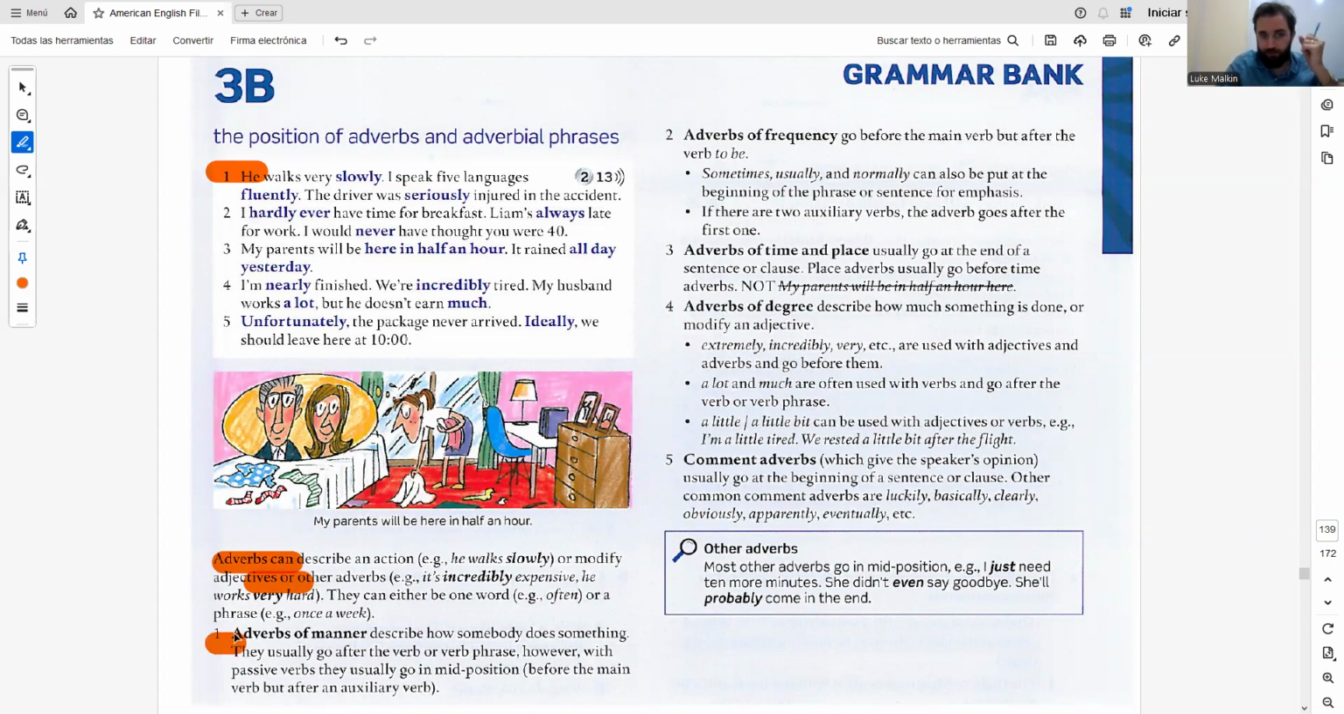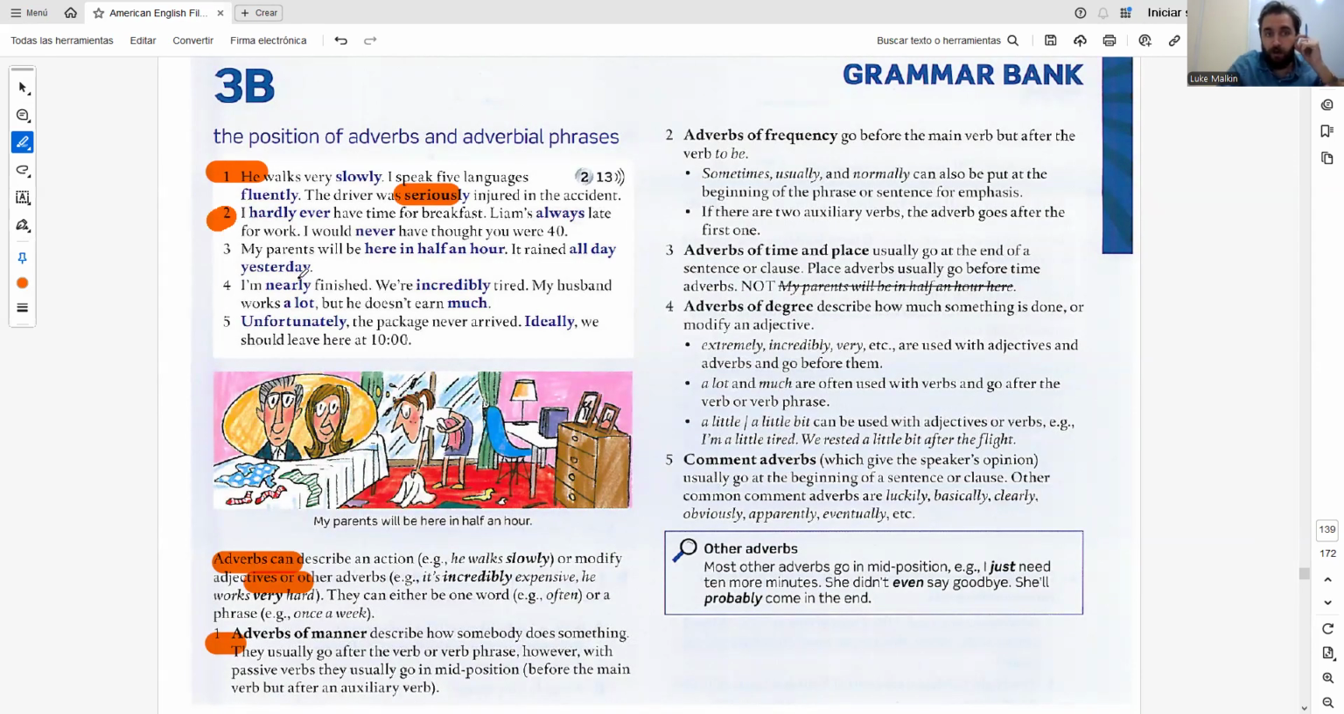This is an adverb of manner. So it describes how somebody does something, and it usually goes after the verb or the verb phrase. With passive verbs, they usually go in mid position, which is before the main verb but after an auxiliary verb, right? The driver was seriously injured, not the driver was injured seriously, right?